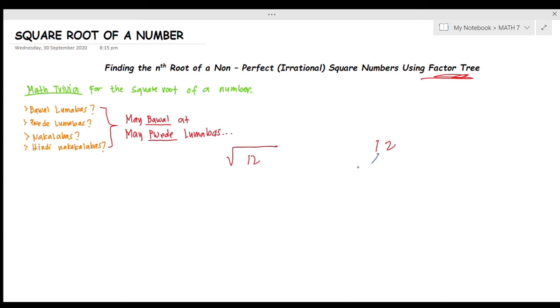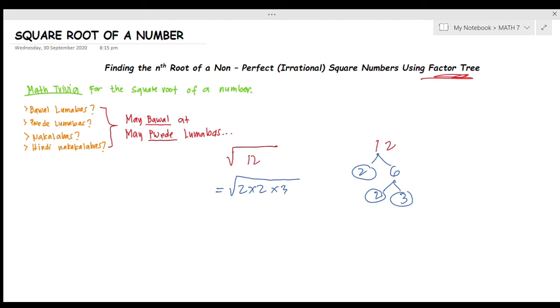And the result of that is 6, and also 6 can be divided by 2. And the result of that is 3. And also 3 is a prime factor na. Ano po? So after that, ilagay natin siya dito sa loob ng radical symbol. So we have 2 times 2 times 3 from these factors. Ano po? Because 2 times 2 times 3 is also 12.